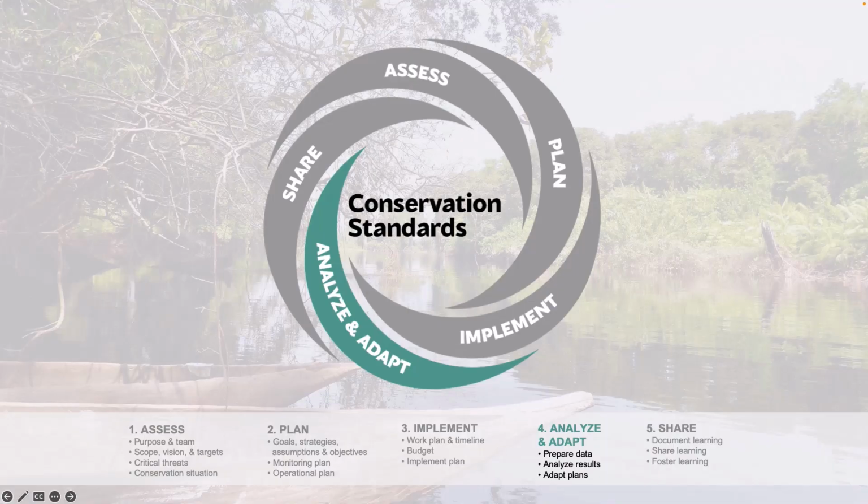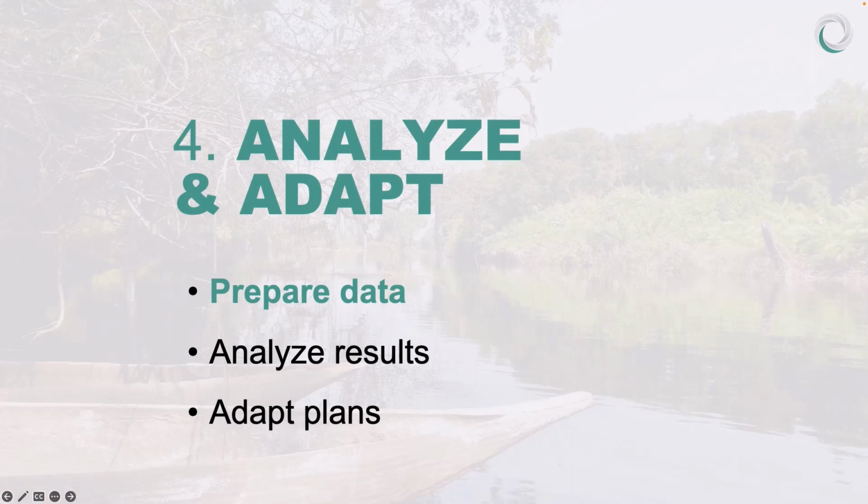As you recall from Module 1, in the Analyze and Adapt step of the conservation standards, we prepare data, analyze results, and adapt our plans accordingly. In this module and in Module 3, we'll focus on the first bullet point in this step, which is prepare data. Preparing your data correctly will ensure that your team is able to analyze project progress and determine if and how to adapt your plan going forward. This is an essential part of practicing adaptive management.